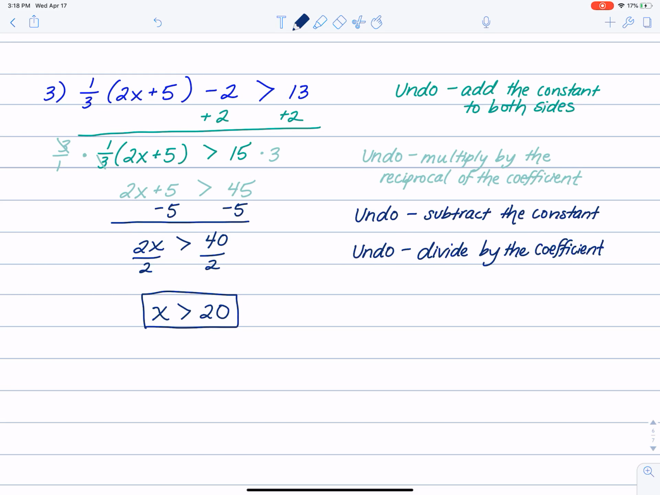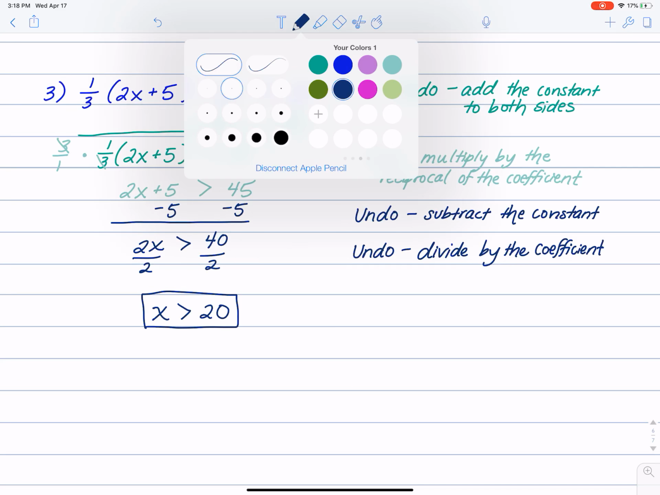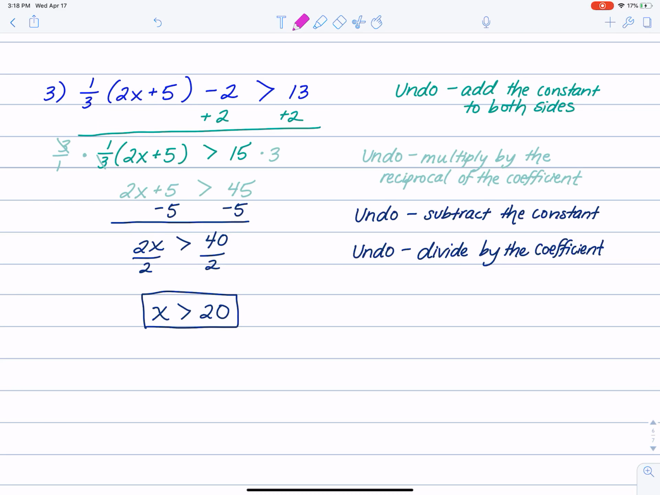So what's funny about this one is that it was all undo. Everything was just like undo, undo, undo, get everything by itself. And just keep in mind that this is actually not our final answer. Remember that we always have to plot it on a number line as well. So just make sure that we have that all taken care of. Empty dot, not filled in. And then x is greater than, which means we're heading up the number line. And there we go.